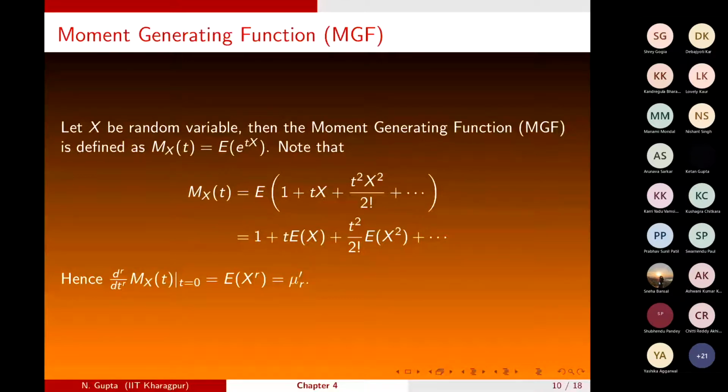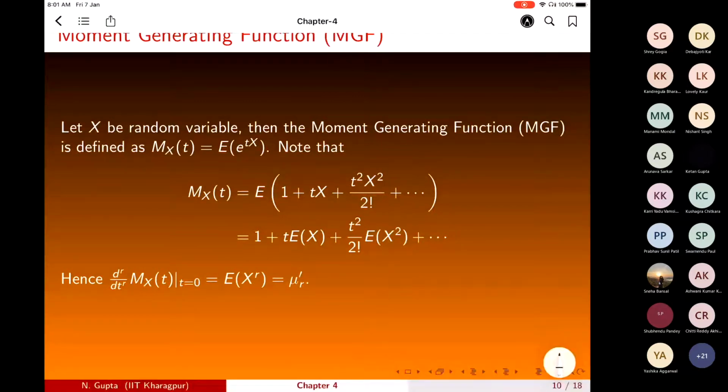So let X be a random variable, then the MGF, moment generating function, is defined as expected value of e raised to power tX. As last time notation we have, if we have a discrete type, this will be the sum of e raised to power tx times p(x), where p(x) is the probability mass function, and this will be the integral of e raised to power tx times f(x) dx if X is continuous.